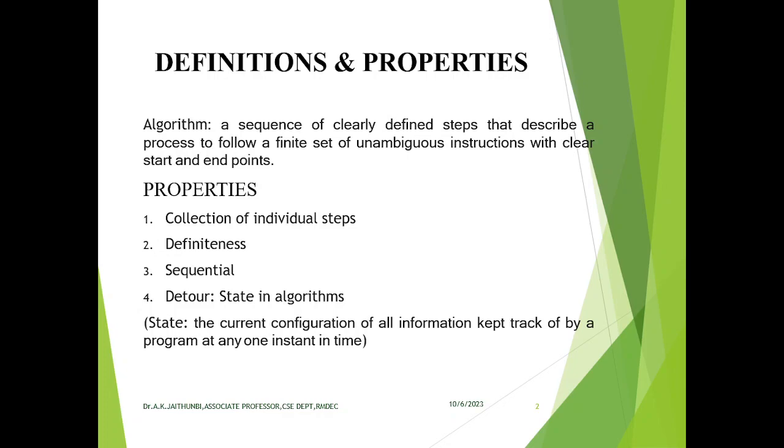What is an algorithm? As you all know, it is a step-by-step process. It is a sequence of clearly defined steps that describe a process to follow a finite set of unambiguous instructions with clear start and end points. So you should be very clear that an algorithm should have a finite set. An algorithm cannot have an infinite set.